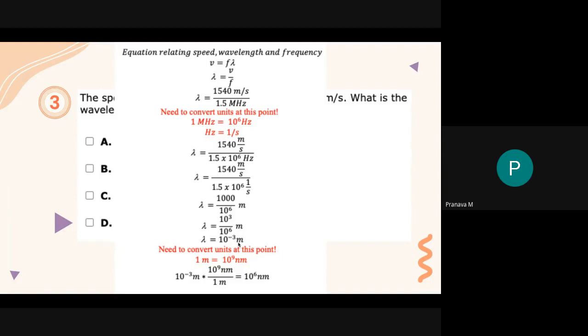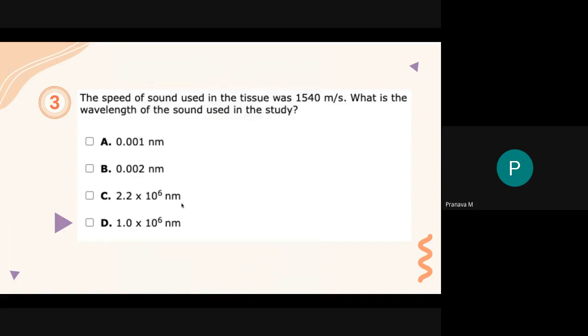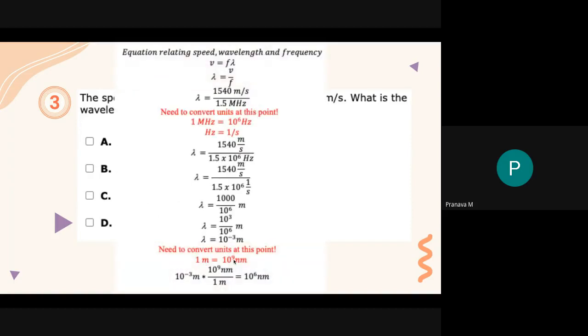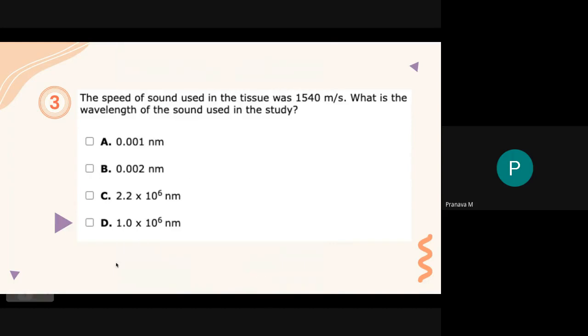You have to rewrite that because our answer choices are in terms of nanometers. So 1 meter is equal to 10 to the 9th nanometers. So I just take my original value and use the conversion factor to get 10 to the 6th nanometers, which is the same thing as 1.0 times 10 to the 6th nanometers.